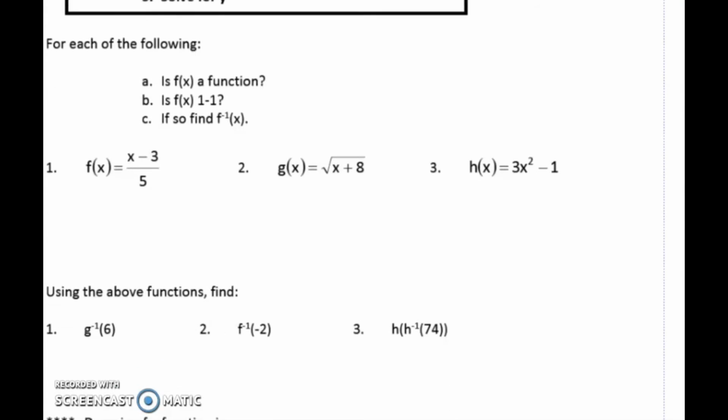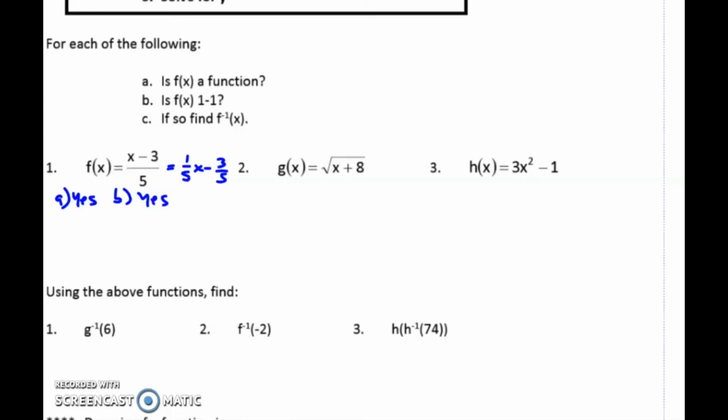All right, so our first function, f of x equals (x minus 3) over 5. Again, we should recognize that this is a linear function. This is the same as 1/5 x minus 3/5. So for part A, yes, it's a function. For part B, is it 1 to 1? Yes, because it passes a horizontal line test. So I want to find the inverse now.